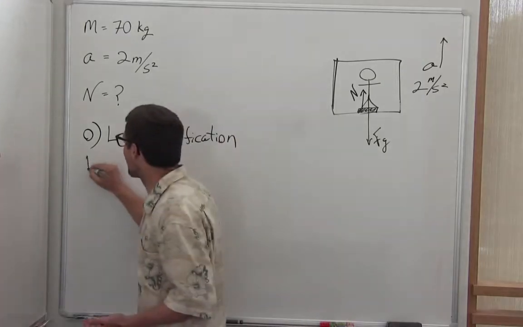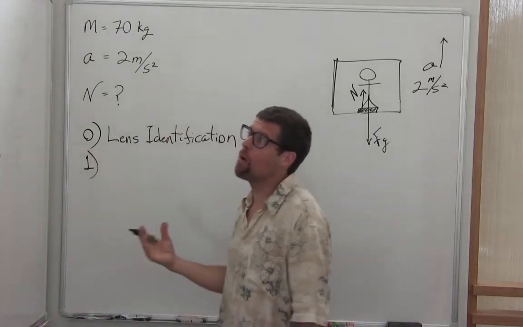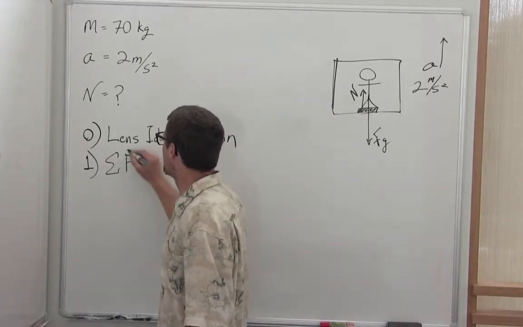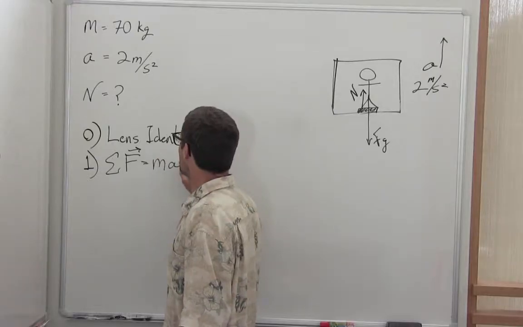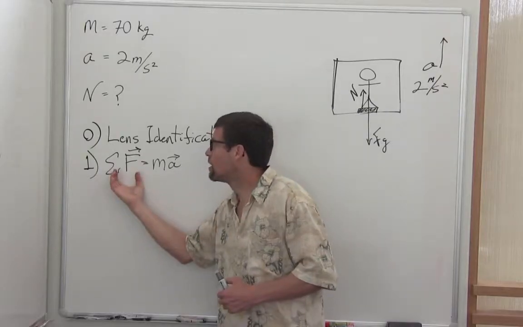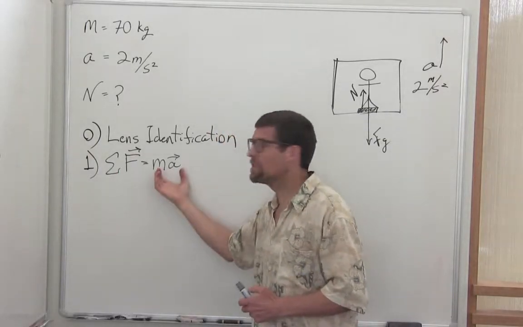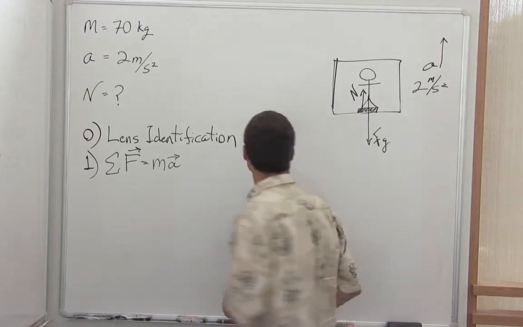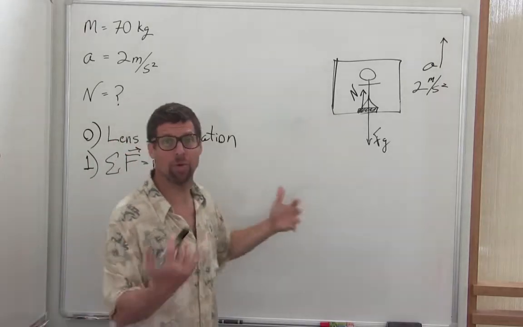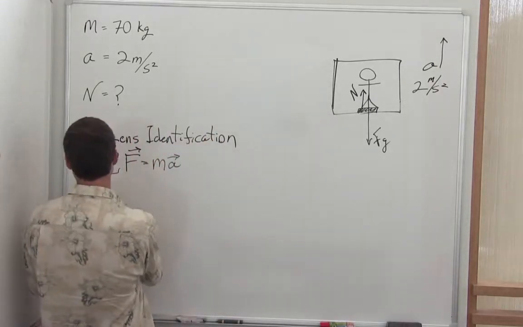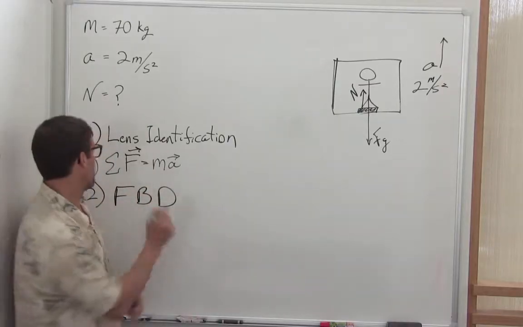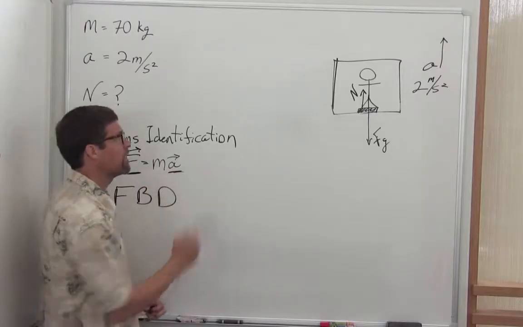The next step is to recognize, wait, I may not know the formula for answering this question. I know the general formula is going to be the vector sum of the forces is equal to mass times acceleration. Now that we have this as our foundation, let's identify the forces and their directions. Let's identify the acceleration and its direction. Already I can see I've done a pretty good job. I've made a free body diagram without even thinking about it. And so the next step would be to build my free body diagram. Why? To identify the forces and identify the acceleration.